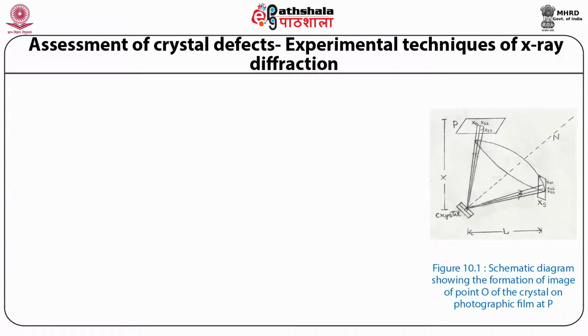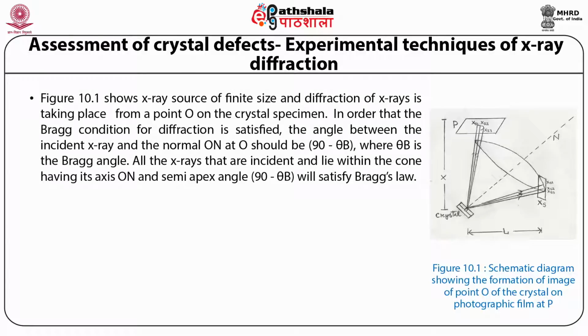Figure 10.1 is a schematic diagram showing the formation of image from point O of the crystal on photographic film at P. This figure shows an X-ray source of finite size, and diffraction of X-rays is taking place from a point O on the crystal specimen.